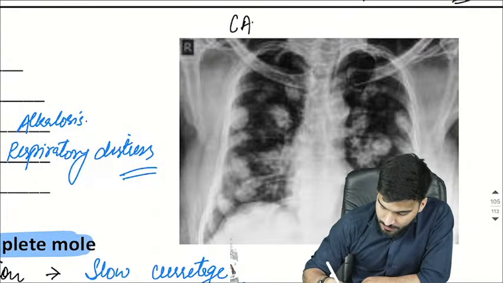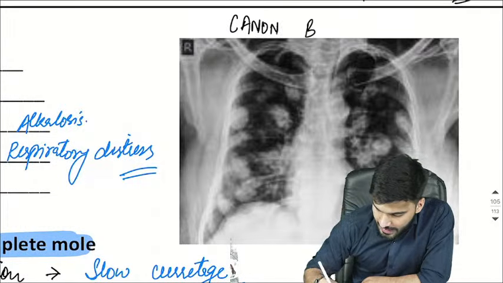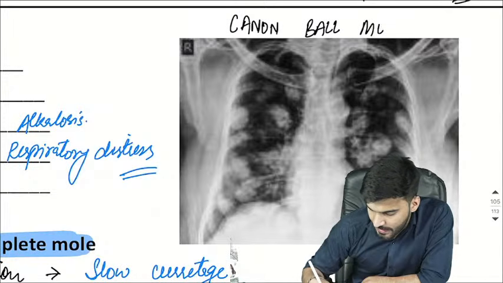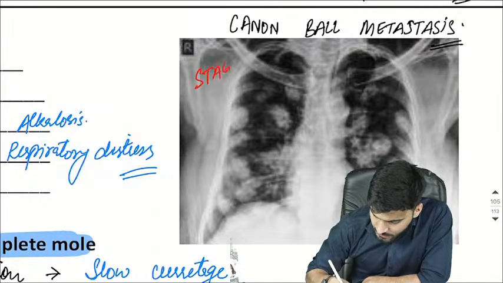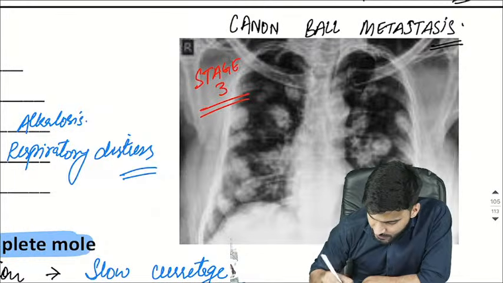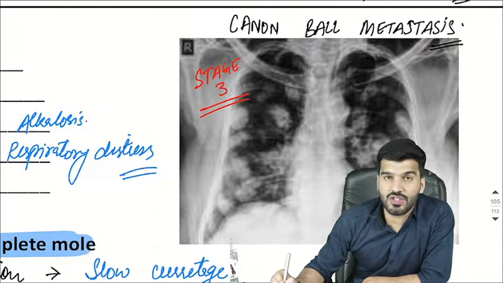And what is this appearance called as? This is a cannonball metastasis. Clear? And this has been asked as an image-based question. And which stage of FIGO classification is there? Stage 3. It's stage 3.